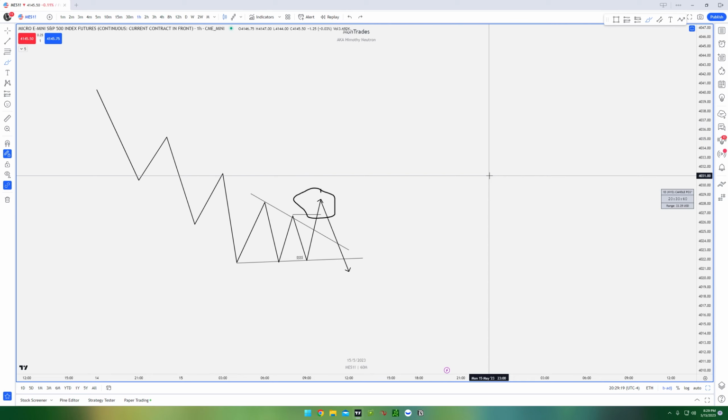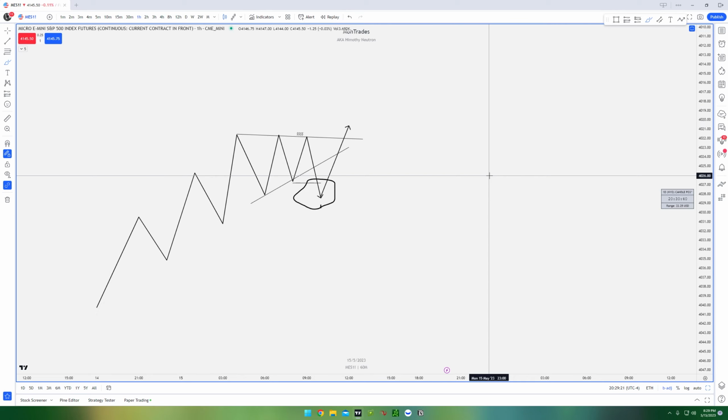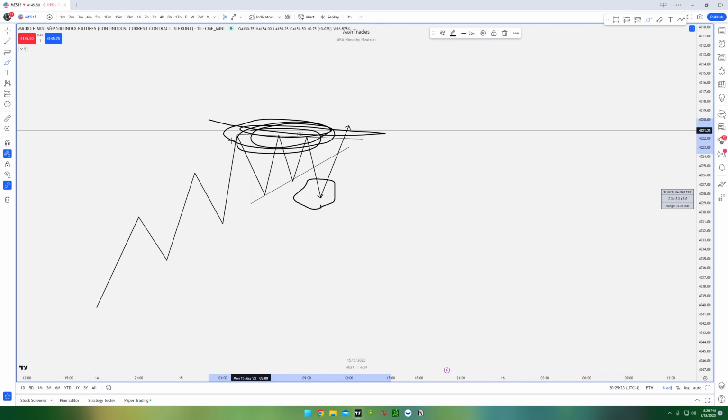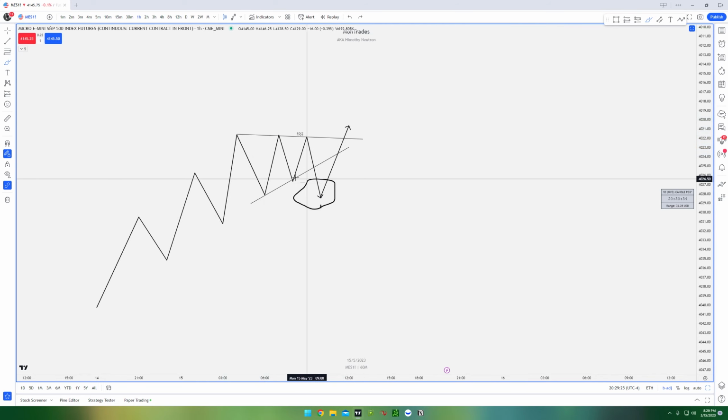Keep in mind, this is the same scenario in a bullish market with relative highs, okay? All this liquidity, I want that.